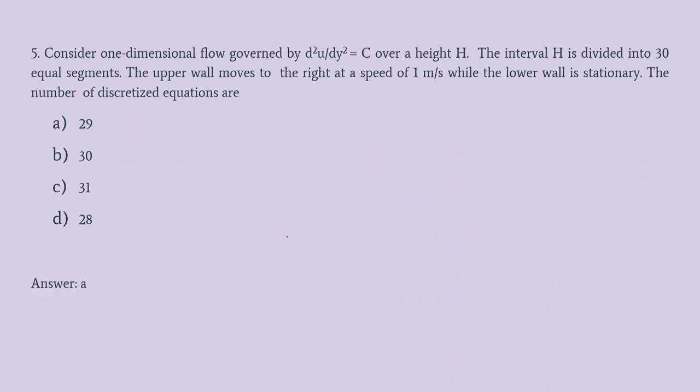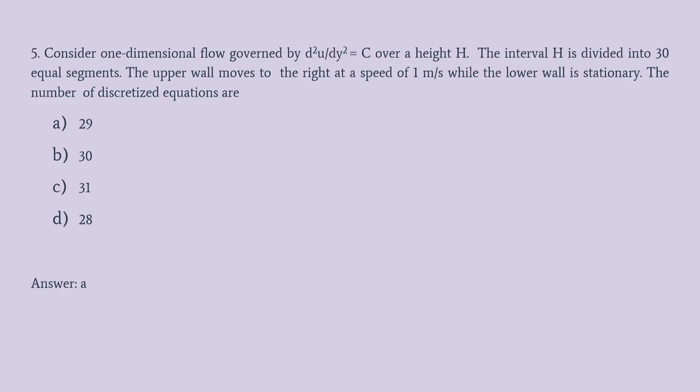Next one. Consider one-dimensional flow governed by d squared u by d y squared equal to a constant over a height h. The interval h is divided into 30 equal segments. The upper wall moves to the right at a speed of 1 meter per second, while the lower wall is stationary. The number of discretized equations are.